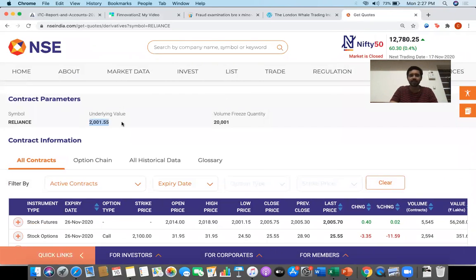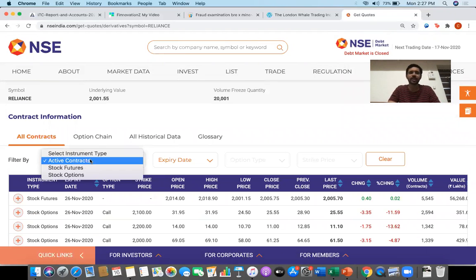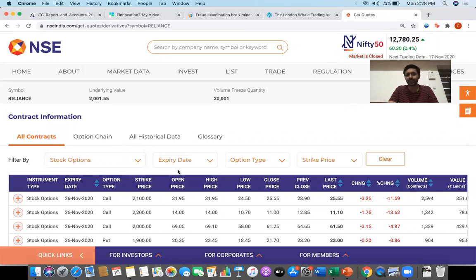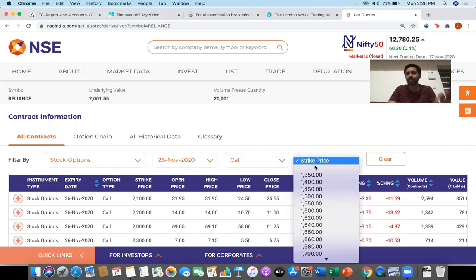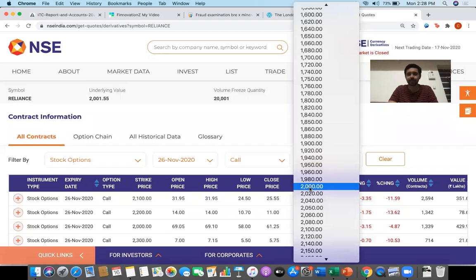The underlying value, which is nothing but the spot price of Reliance. Again, I'm not recording it during active market hours, so this is after the market is closed. It is 2000, let's say 2000 rupees. I'm just rounding it off. Okay. Let me take stock options. I'm taking the expiry date of 26th of November, call option, and I'm taking an at the money call option, which means I'm taking the strike price of 2000.